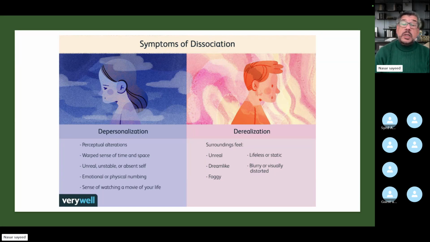Most of the time, these phenomena occur in normal individuals as well. And again, it is one of the common coping mechanisms to cope with the stress which is happening around us. So that is depersonalization, and derealization, as if it is not there, not existing, or foggy, or again not able to feel it. Like I gave you the example, my thumb is made of wax, so I cannot feel it. Lifeless or static, blurry. That is derealization.